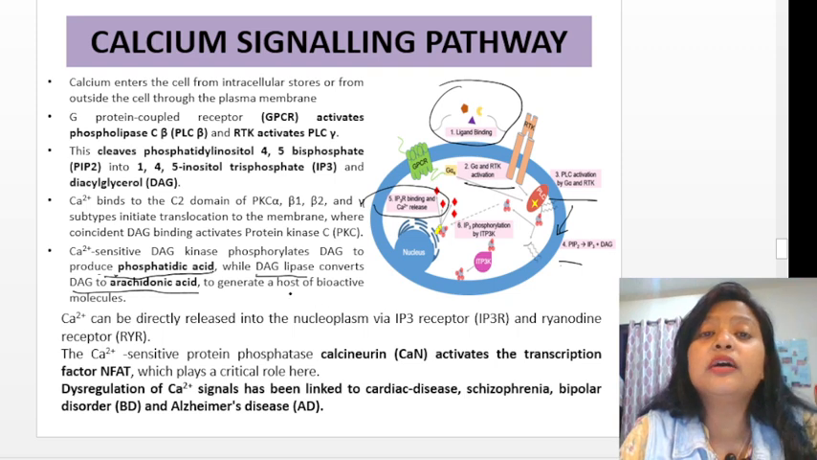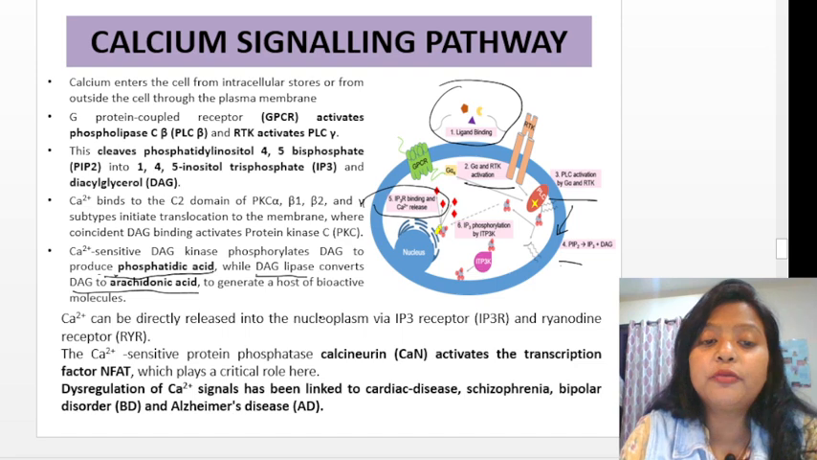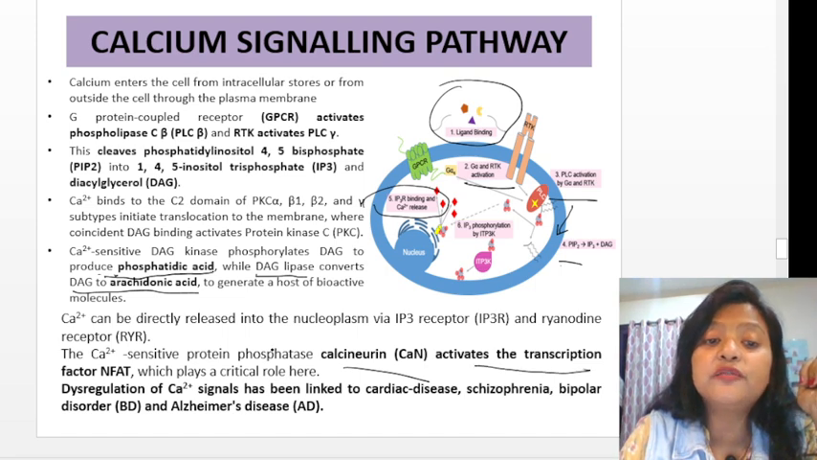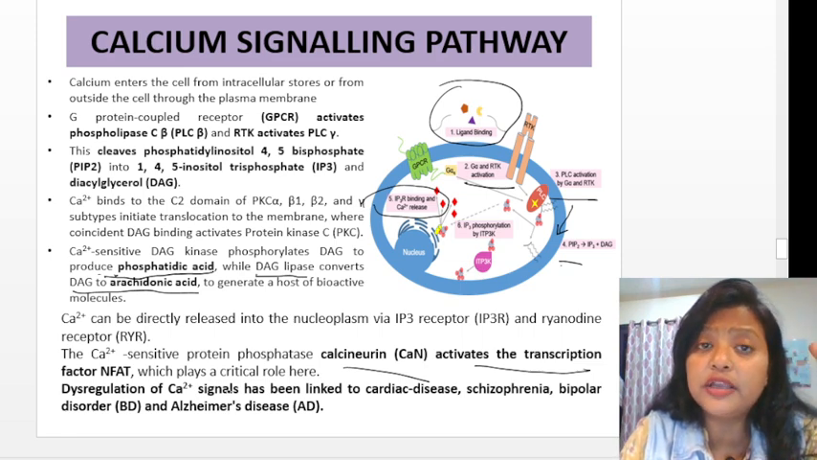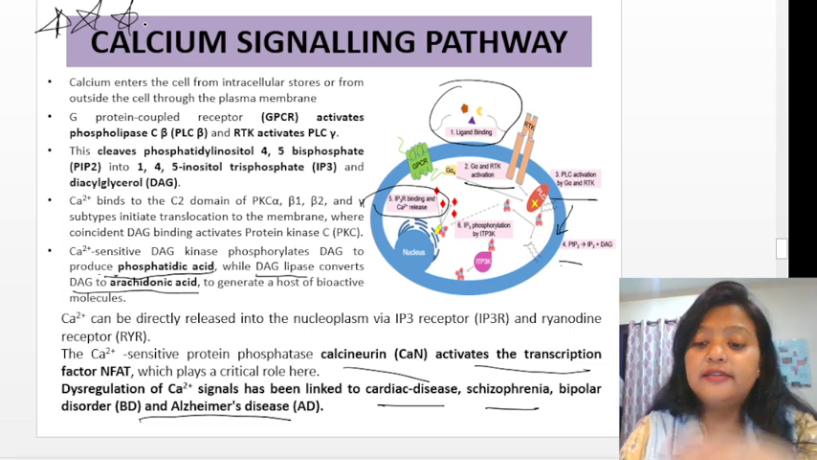ओके। इसके बाद क्या होगा, there will be some formation of bioactive molecules, ये चीज याद रखिएगा, ओके। So I have already told you about Ca2+ release, ओके ना। यहाँ पे एक और चीज है कि Ca2+ sensitive protein phosphatase, इसका नाम है calcineurin, CANB बोलते हैं। This will activate the transcription factor NFAT which plays a very critical role out here. And if ever these Ca2+ signals, if there is a disregulation occurring, this may lead to cardiac disease, schizophrenia, bipolar disorder and Alzheimer's disease. So you see, calcium signaling pathway is very important for the cell, okay.